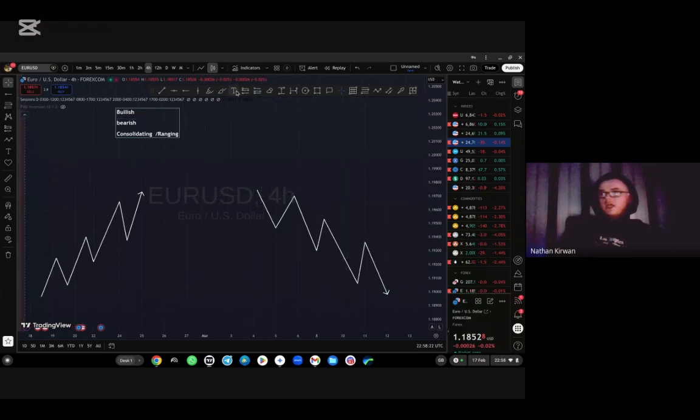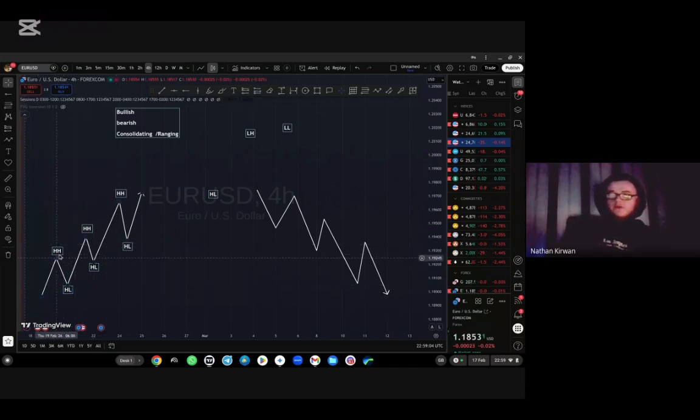Right, now let's have a look. Let's just label these up real quick. So you have your higher high, then you have your higher low, and then you have your lower high, then you have your lower low. So now, okay, this is your higher low because it's higher than this one. This is a higher low because it's higher than this one, and so on.